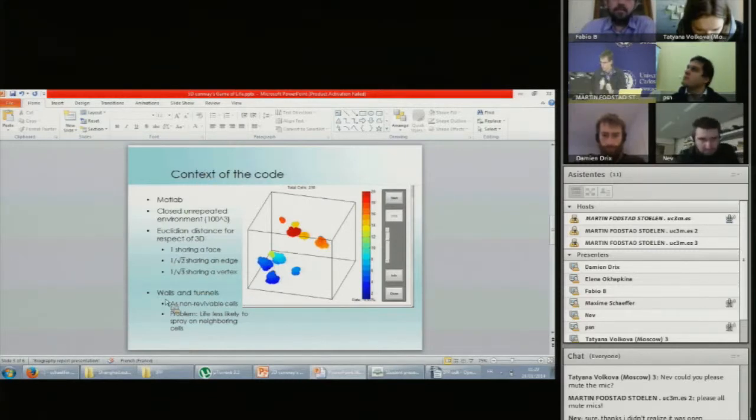The walls and tunnels are implemented as non-revivable cells, and the problem is that the life will be less likely to spread around these walls because the maximum count of revivable cells is diminished.